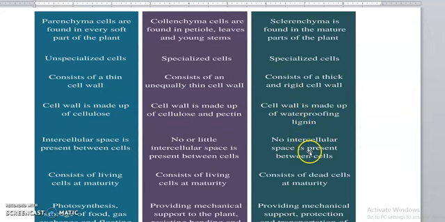No intracellular space is present between cells. This is the opposite of the first one. Cells stick to each other and there is no space in between. And the last part, it consists of dead cells at maturity, which means that once the cells are mature, they will die and they will not be able to grow anymore.